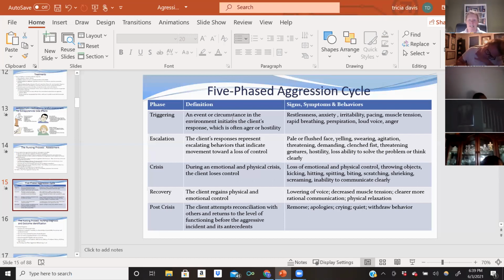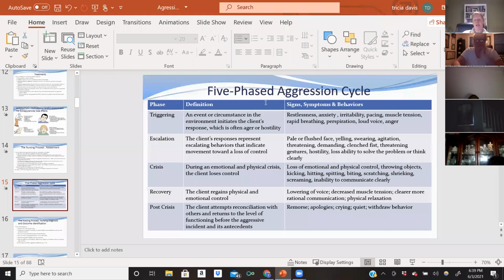And then post-crisis, this is where the client attempts reconciliation with others and returns to the level of functioning before this aggressive episode started. The client will probably show remorse. He's going to be very apologetic. They're going to be crying because ultimately they didn't want to engage in this. This is not what they wanted to do. So they're going to be apologetic. They might be quiet and they might even be withdrawn in their behavior.